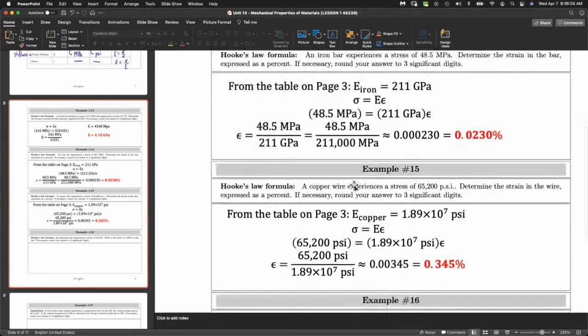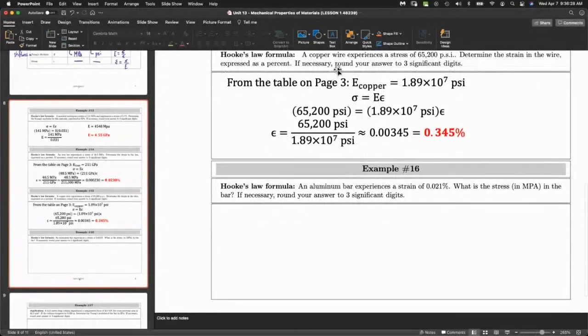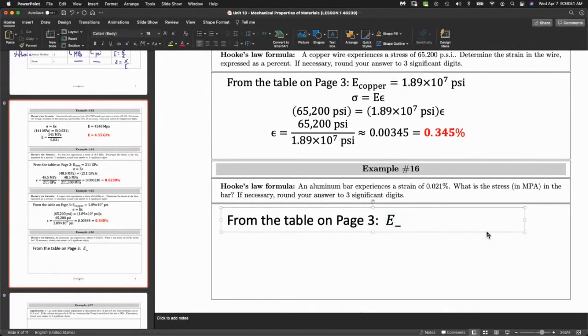So we can proceed to question 16. I'm going to go there now. So we have another question involving a stress calculation. In this case, we have aluminum. Now, if I look up aluminum on the table, I did that earlier, and I got 70 gigapascal.